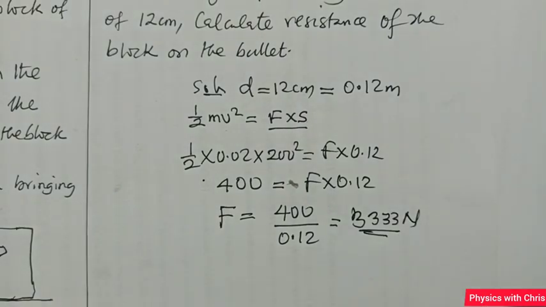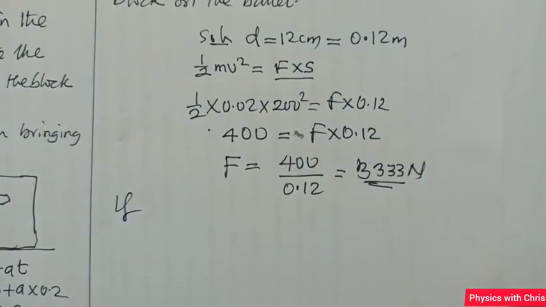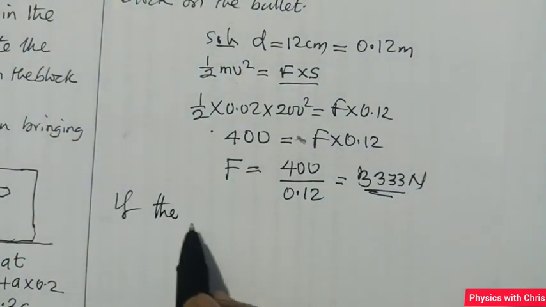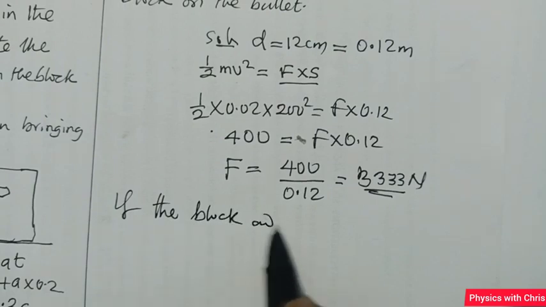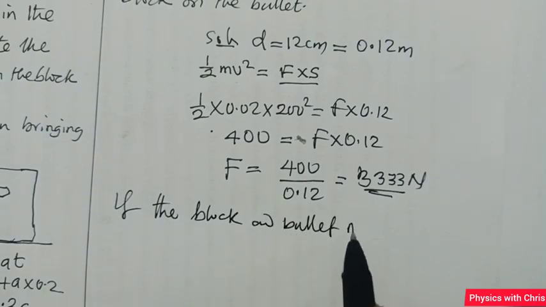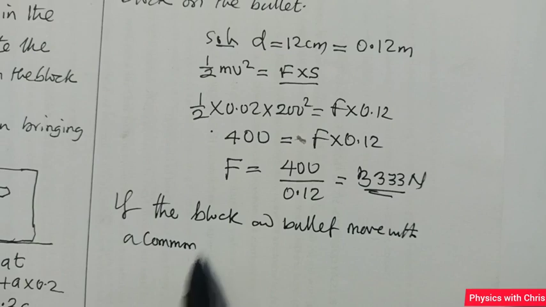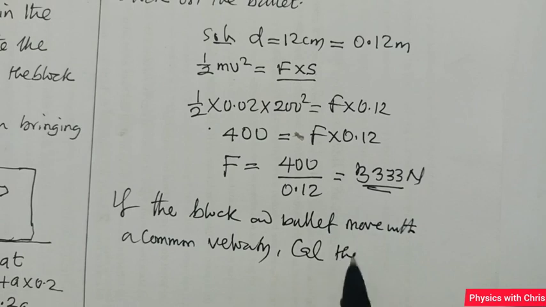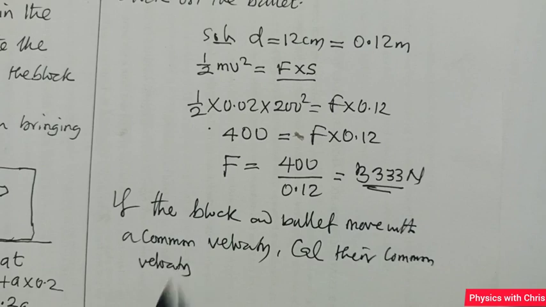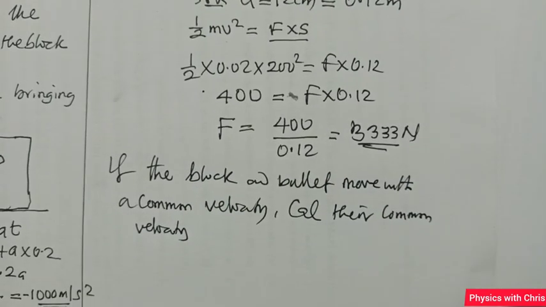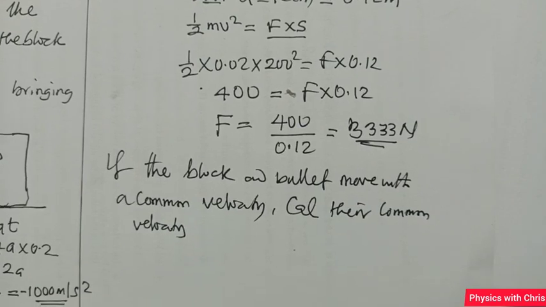Okay, so that is now, how about if it was possible, suppose that after the impact, the block and the bullet move with a common speed or velocity. Now I want to calculate this common velocity. I'm sure you understand that this is a kind of inelastic collision. Let's say the block was not fixed to the ground, and then have the bullet initially moving towards the block with a speed of 200 meters per second.